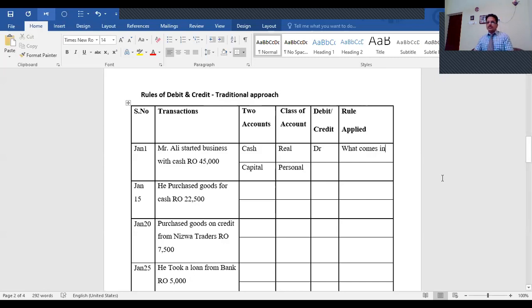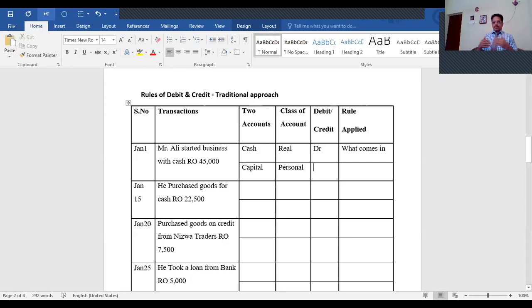So this is how you can understand it. The first also follows the rule, and the second you will also explain. The capital is a personal account, the personal account of the businessman. We studied one principle, the separate entity or business entity concept. According to that concept, the businessman and the business are separate entities. When the businessman starts the business, he brings money and gives it to the business. So the businessman is the giver.